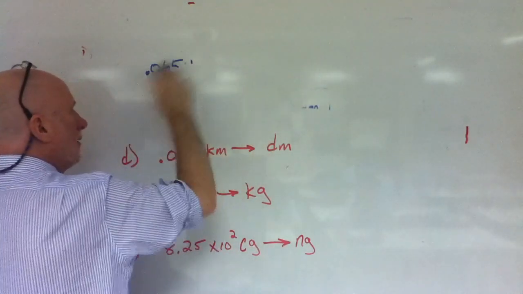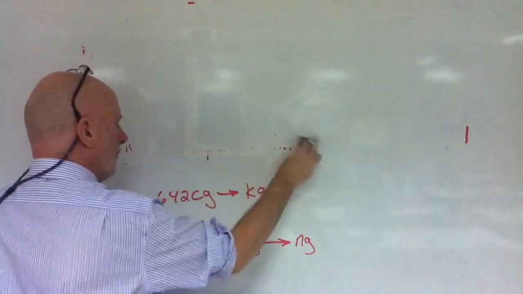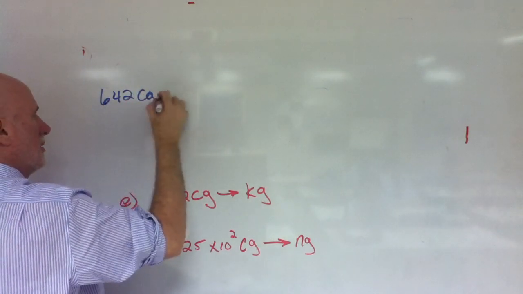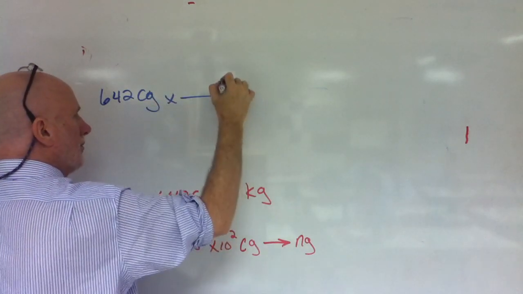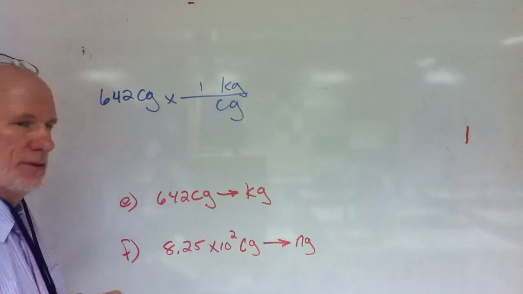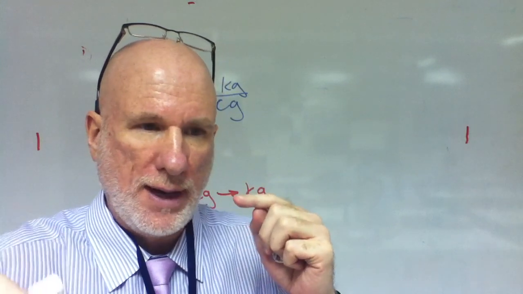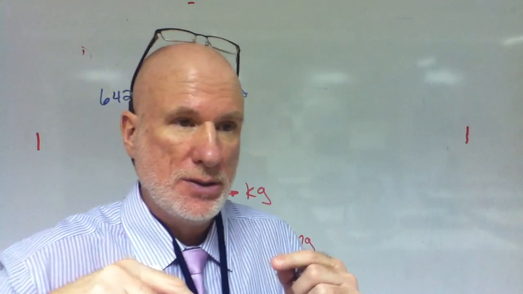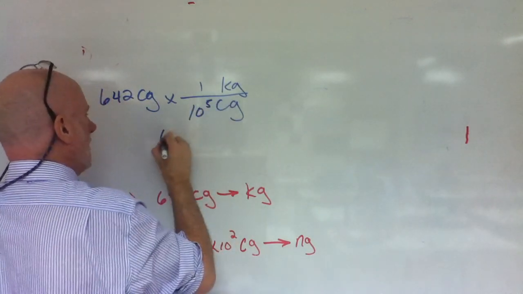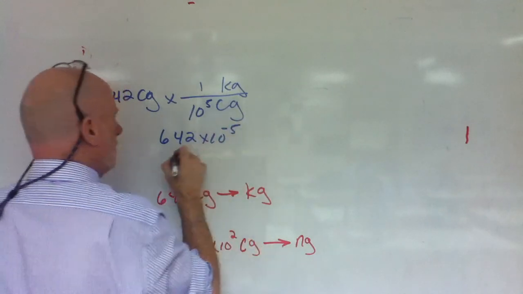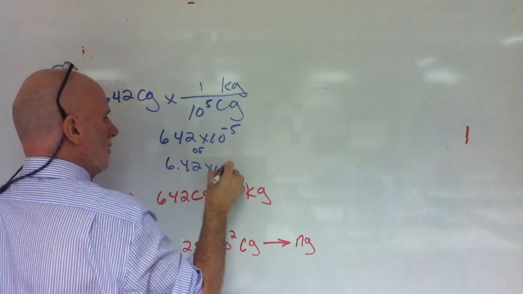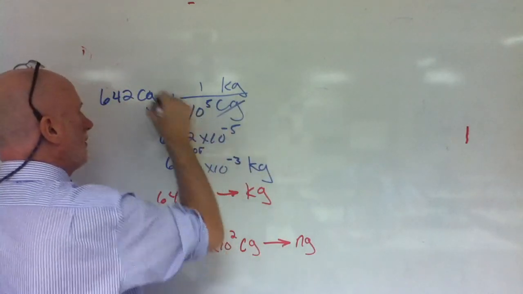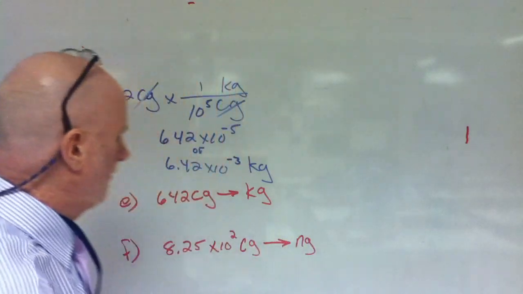All right. Did we do this one? Okay. So let's do the next one. 642 centigrams to kilograms. So 10 to the third grams in a kilogram, and 10 to the second centigrams in a gram, so 10 to the fifth. So it'll be 642 times 10 to the negative fifth, or 6.42 times 10 to the what? Negative third, and it's kilograms, right? That's what we did. Yes or no?